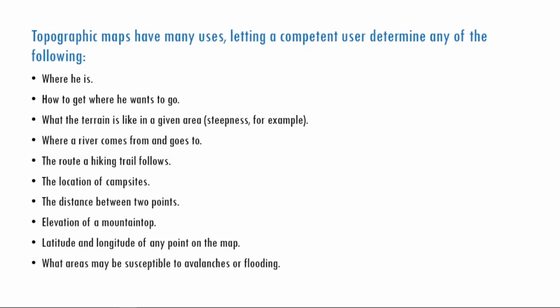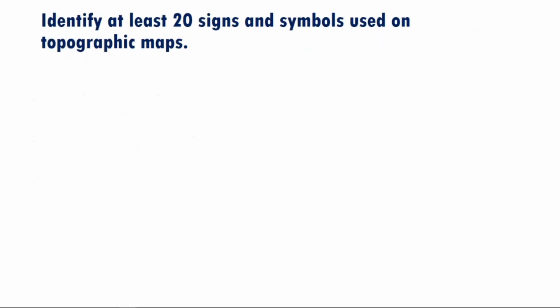KwaZulu-Natal is prone to flooding, especially in coastal areas like Richards Bay and Durban. Around the month of April, there's heavy rain, and that leads to severe flooding. In places like Gauteng, it's a very hot area, and sometimes you find some bits and pieces of earthquake happening there. So a topographic map can also help with that.